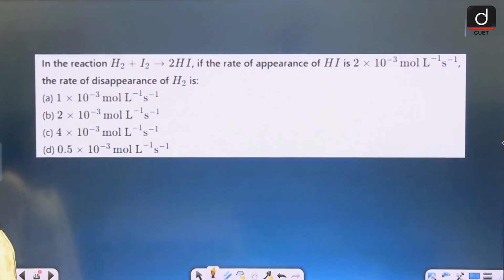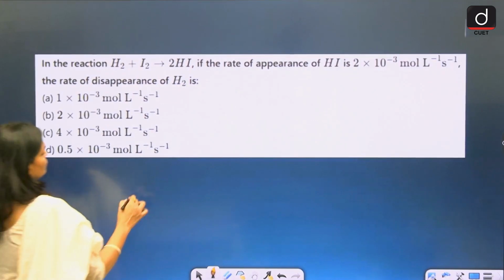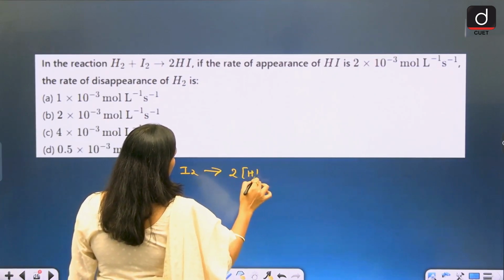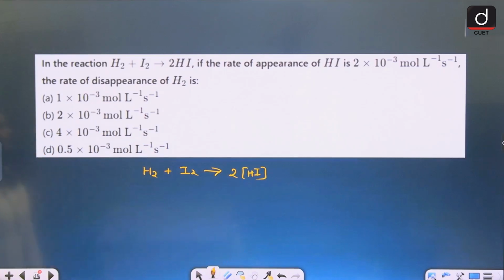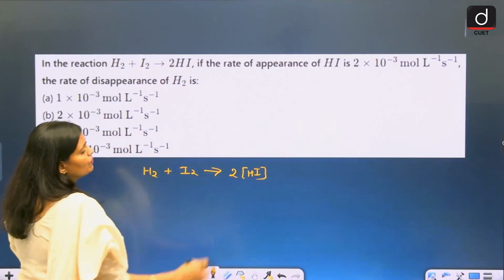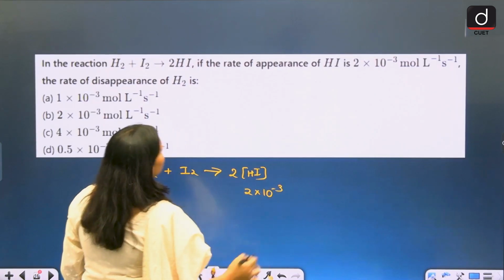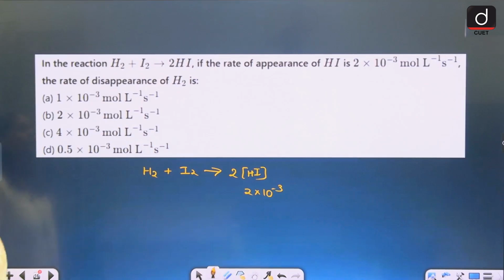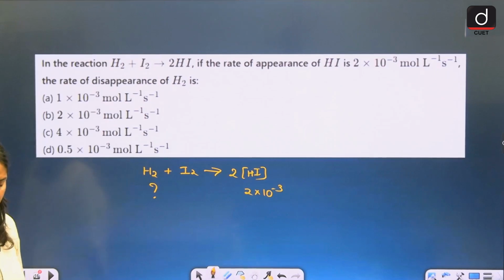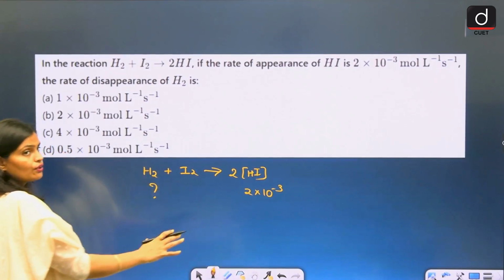Next, in the reaction H2 plus I2 gives 2HI. What is the reaction? H2 plus I2 gives you 2HI. Okay, if the rate of appearance of HI is 2 into 10 to the power minus 3, see, the rate of appearance of HI is 2 into 10 to the power minus 3. Okay, what you have to find out? The rate of disappearance of H2. You have to find out the rate of disappearance of H2.